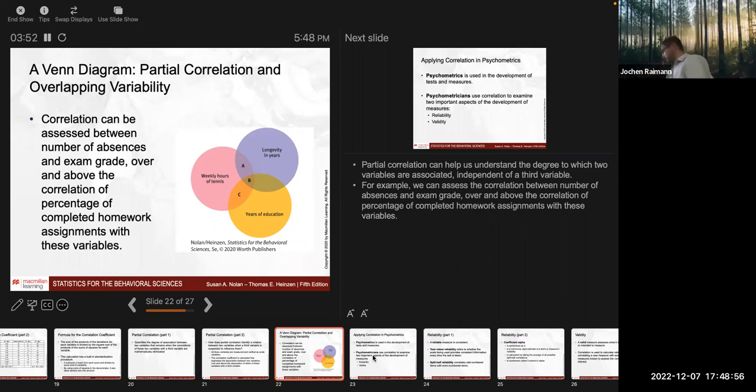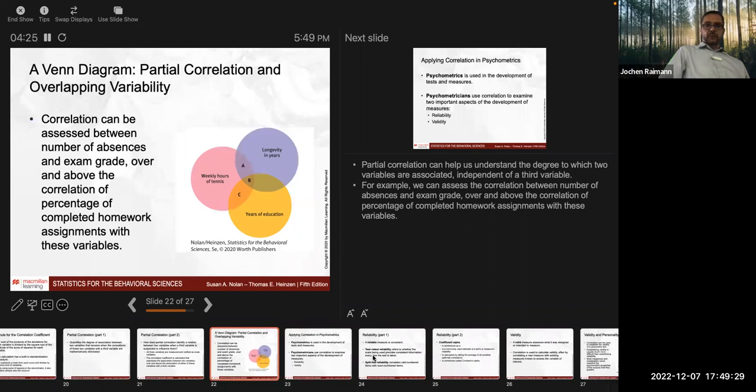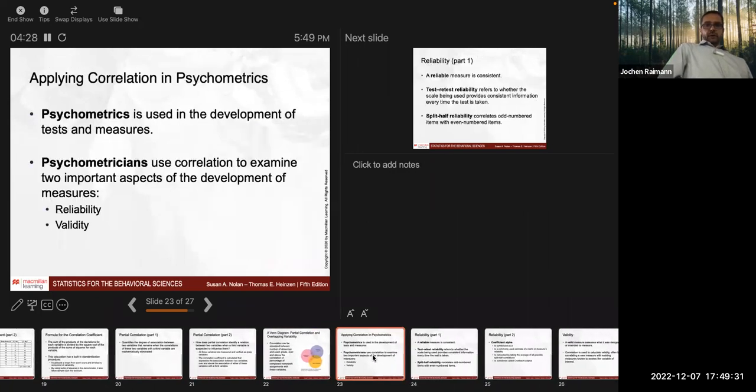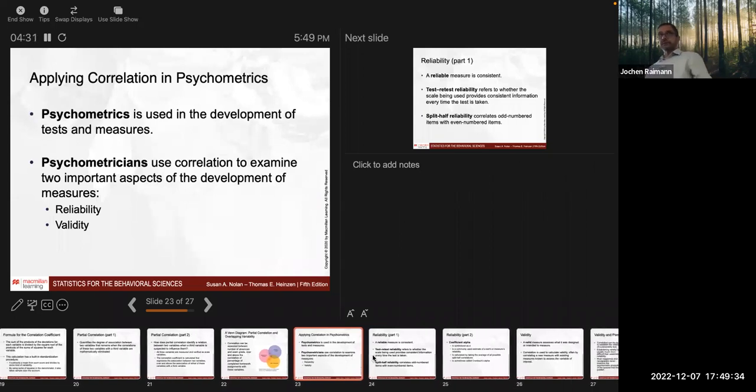So the Venn diagram is a very nice way to depict these intersections, because you have here three different fields. Here you only have the intersection between years of education and weekly hours of tennis. Whereas here you have the intersection between longevity in years and weekly hours of tennis. And here you have the intersection between all three of them. So this is the individual contribution of all three. And this is the rest of the unexplained variability, essentially. Good. Any questions on partial correlation?